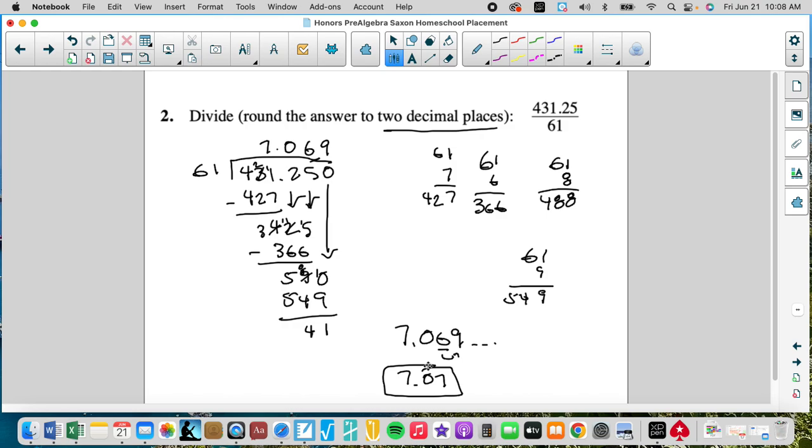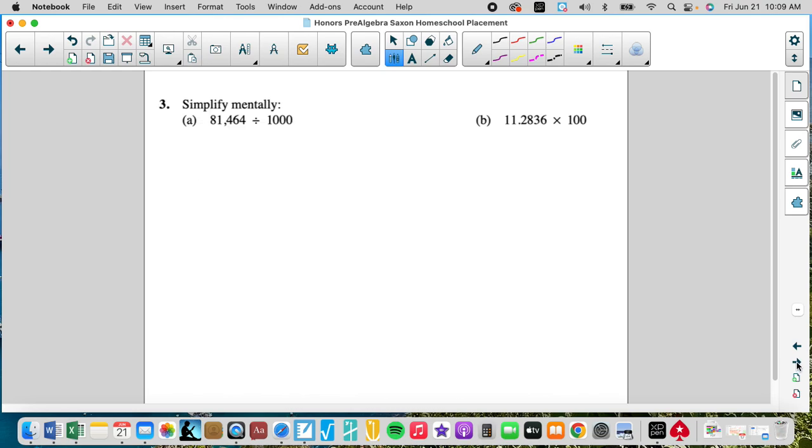I don't have a picture of it, but I'd show you the partial sum. That's kind of fun and crazy, but for another day.